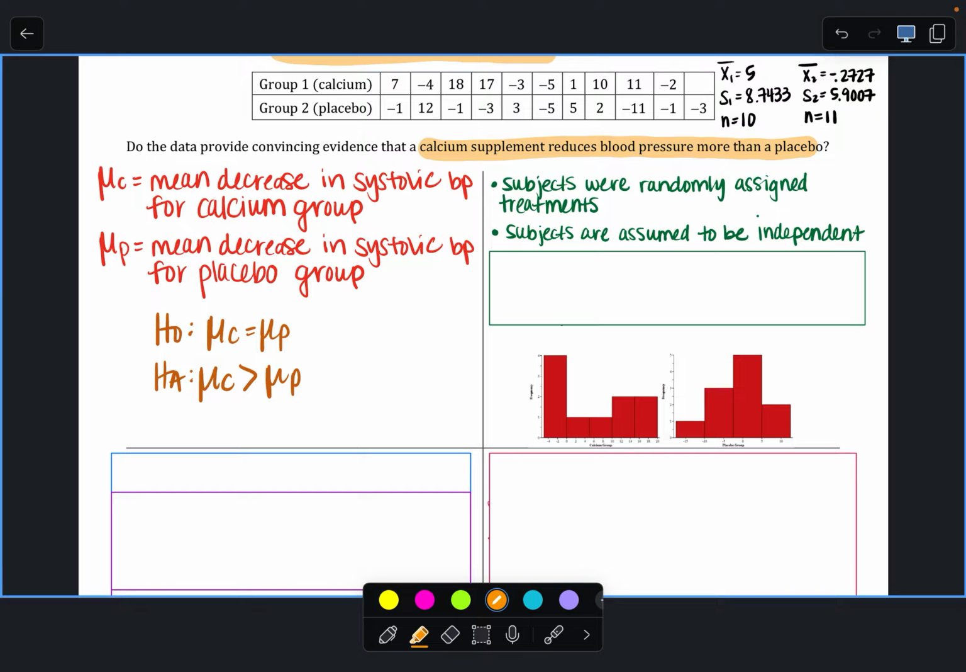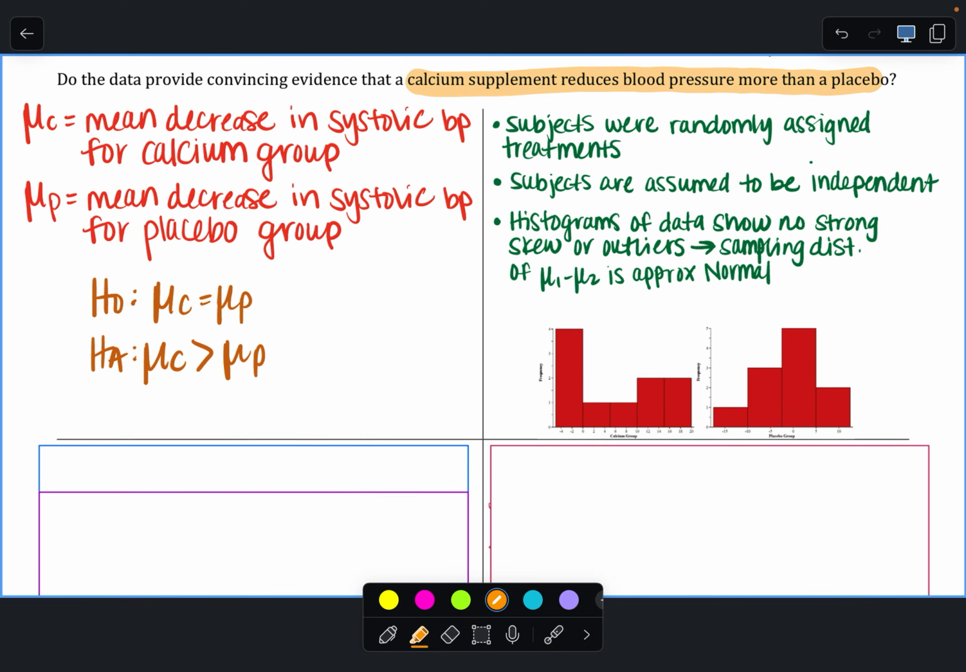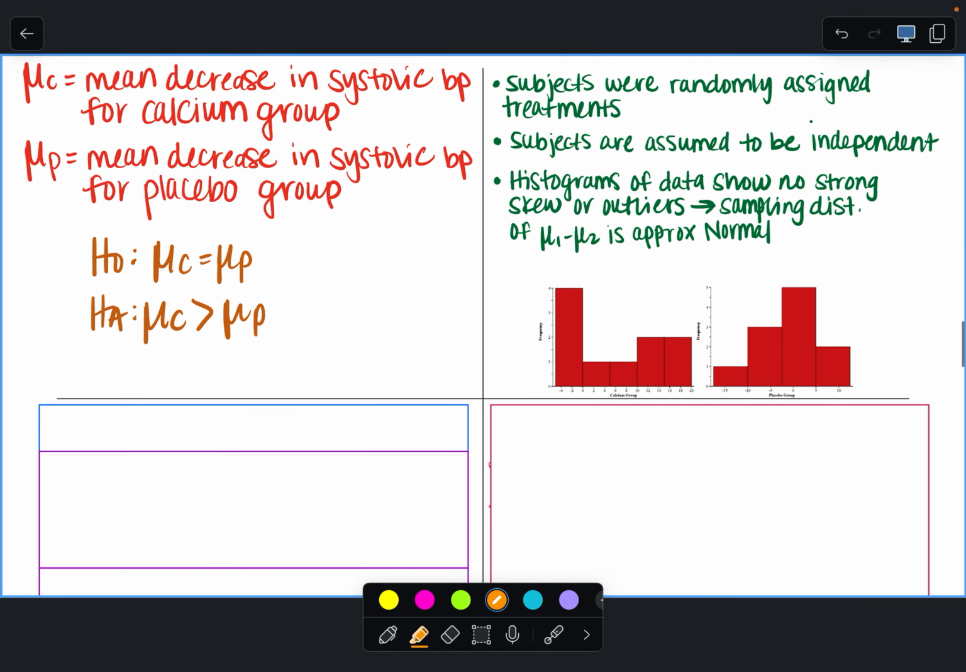Then, that's what the 10% condition is checking. The last condition is a little wishy-washy. It's a little, sure, we're going to believe that. The one on the right, the one for the placebo group, for the most part, seems pretty normal. No strong skew, no outliers. And here's why we use the phrasing strong skew. Because we can look at the left group and say that looks somewhat skewed, but does it look strongly skewed? We're going to say no. So no strong skew or outliers. The sampling distribution is approximately normal.